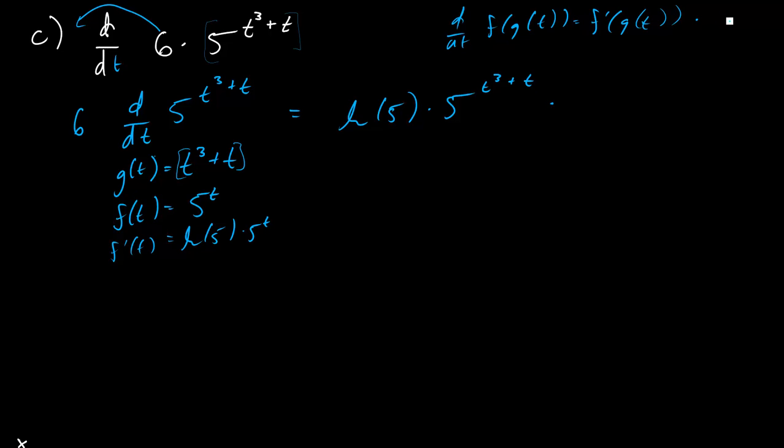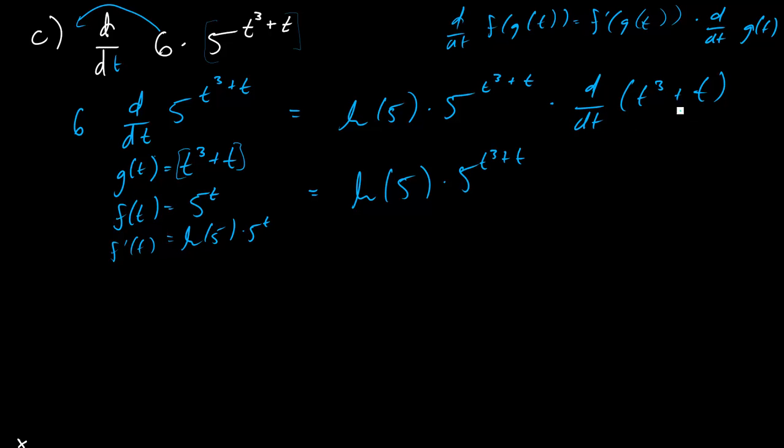And the chain rule tells me I need to multiply this by the derivative of what's on the inside. So multiplied by d over dt of t cubed plus t. Right? And so I'm done taking derivatives here. I've taken all the derivatives I need to, and the only derivatives I still have to worry about are over here. So this is going to be equal to, the first part stays the same, and the derivative of t cubed plus t is just going to be 3t squared plus 1, right? And this is basically as simplified as you can get this one, right?